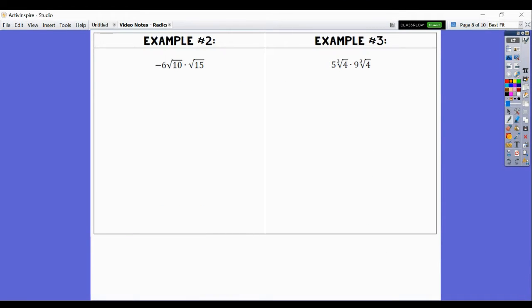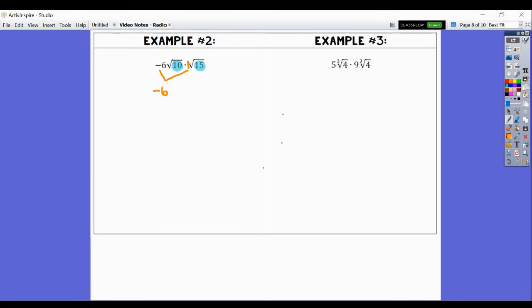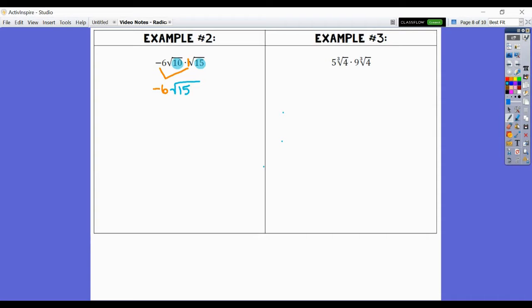In example number 2, we have negative 6 radical 10 times 1 radical 15. When there's no number in front of the radical, it is a 1. From here again, we do the same steps like we did before. Step number 1 is multiply the numbers outside. Negative 6 times 1 gets us negative 6. Then we multiply the numbers inside the radical. 10 times 15 gets us 150 underneath the radical.